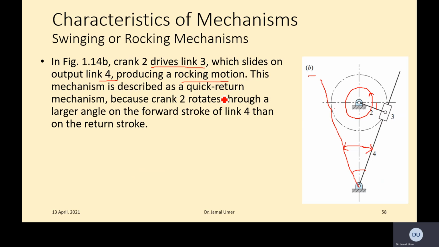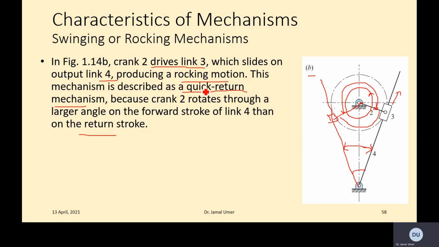This mechanism is described as a quick return mechanism, because crank 2 rotates through a larger angle on the forward stroke of link 4 than the return stroke. Imagine the forward means, for example, this end, and this angle is the forward angle. If it's going in this direction, link 3 will go up and stay here, and then start coming down. To cover this distance from here to here, it will go further down and come back here.